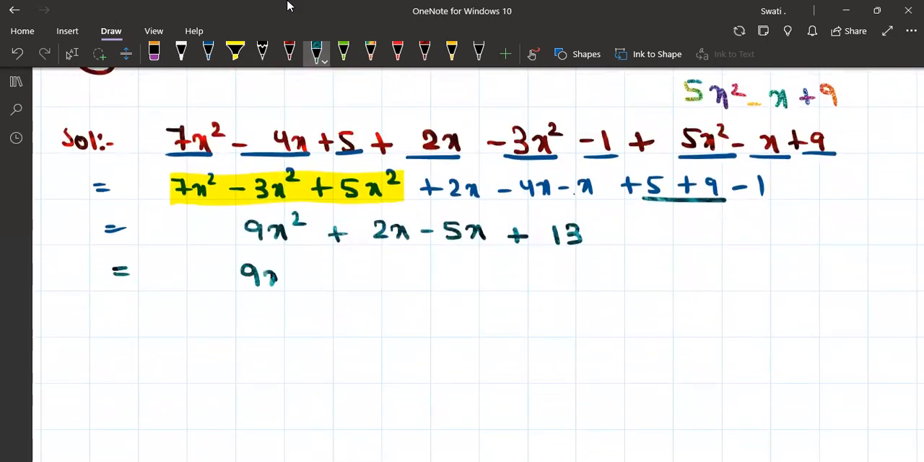This is 2x minus 5x, which you solve. This will become minus 3x and then plus 13. If you have any doubt in this part, how I'm subtracting this 2x minus 5x is minus 3x, do let me know in the comment section so that I can make a separate video on the basic concept of these things. Otherwise, I'm expecting that you know how to solve this.